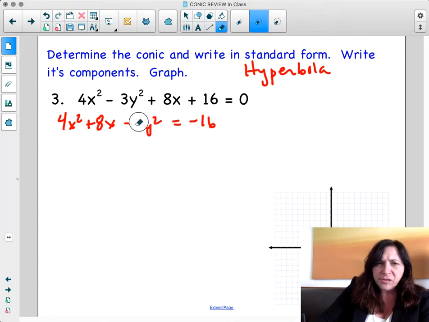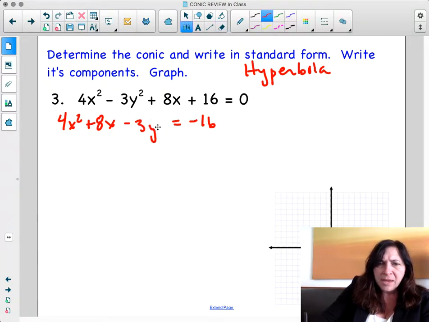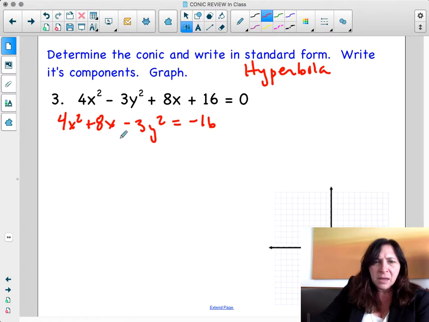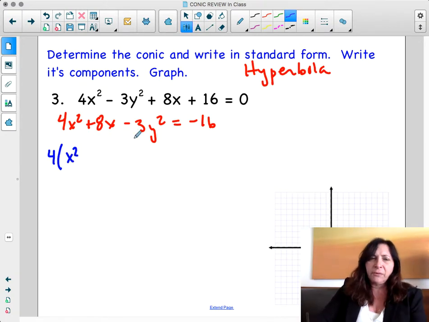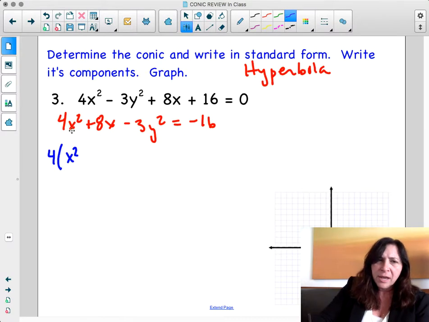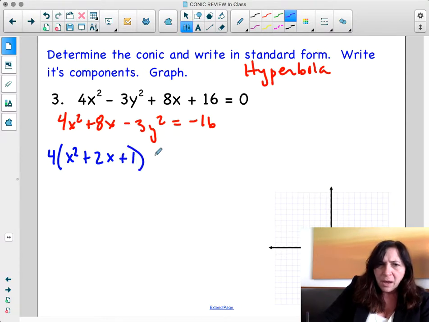And so what this is telling me is that because I have a y squared but no y, I'm not completing the square there. I have an x squared term and an x. So we're going to go 4 times the quantity x squared plus 2x. I'm factoring out just the numbers. You never factor out the letters when you're completing the square. Half of 2 is 1. 1 squared is 1. Minus 3y squared is equal to -16.